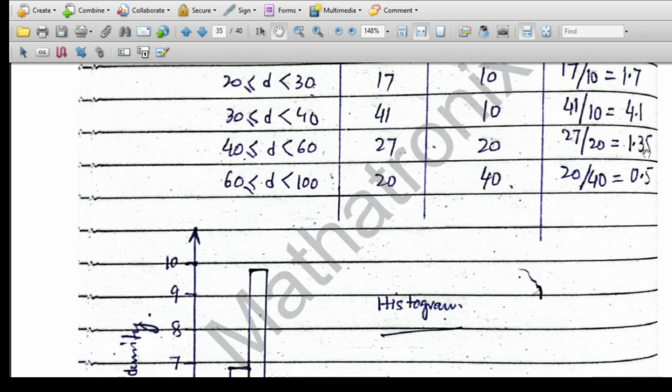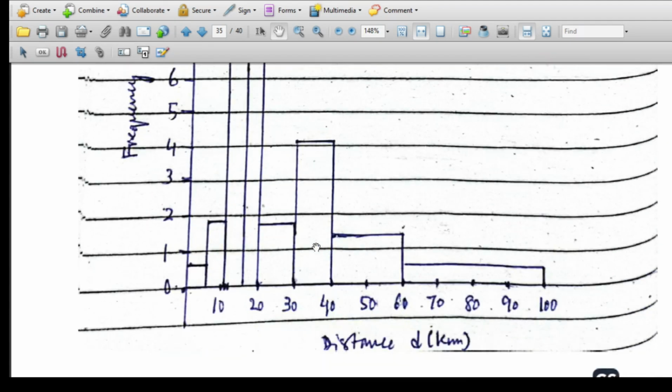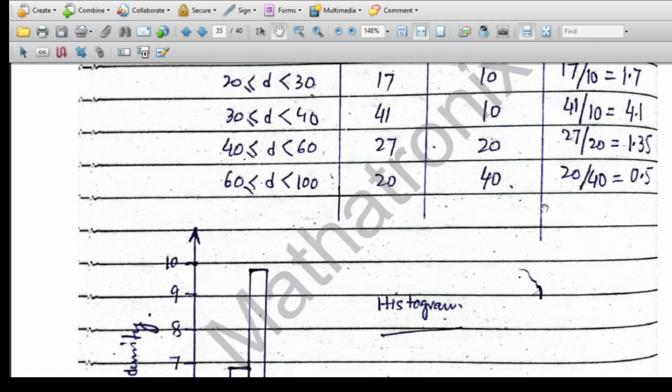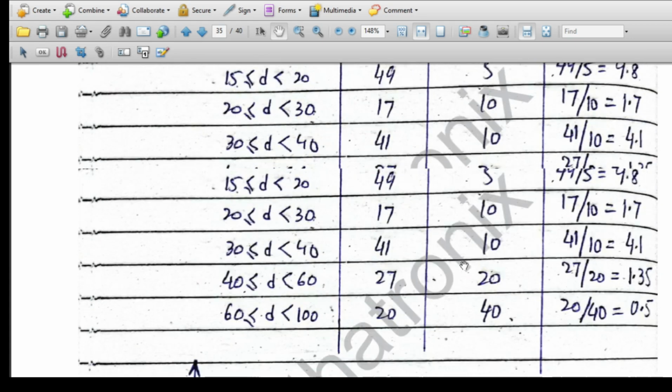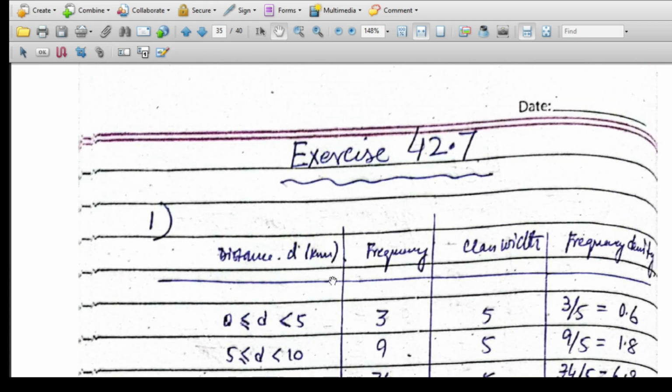In 40 to 60 we have 1.5. In 60 to 100 we have 0.5. So this is the histogram we have plotted. This was asked in question number 1.